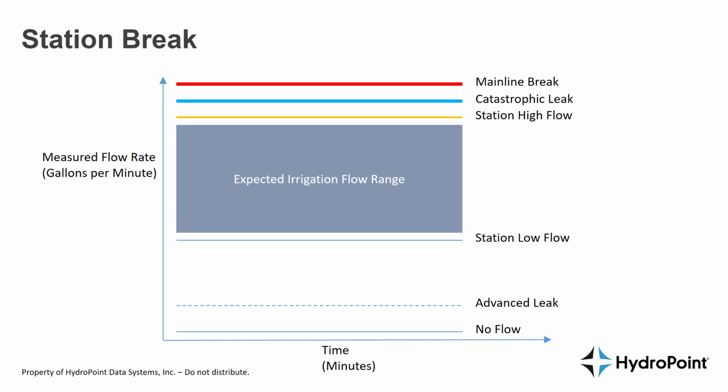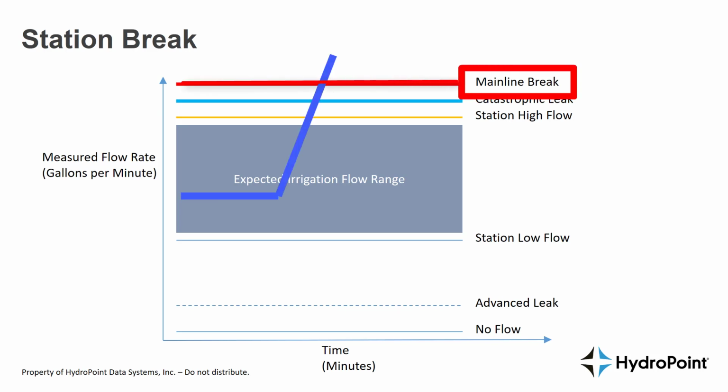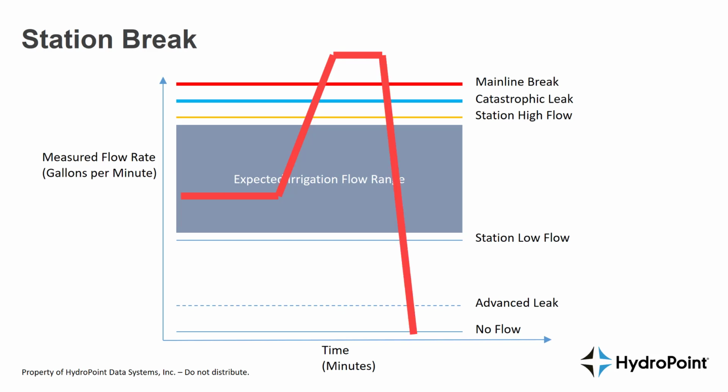So during scheduled irrigation, we have a flow rate running right through the expected irrigation flow range, and for some reason, it spikes and measured usage goes beyond the mainline brake alert threshold. Then the alert protocol breaks in, and we stop our station valves from running. If the sensor then goes to 0, we know that it was something on one of those stations that was driving up the usage, and we can continue to irrigate.